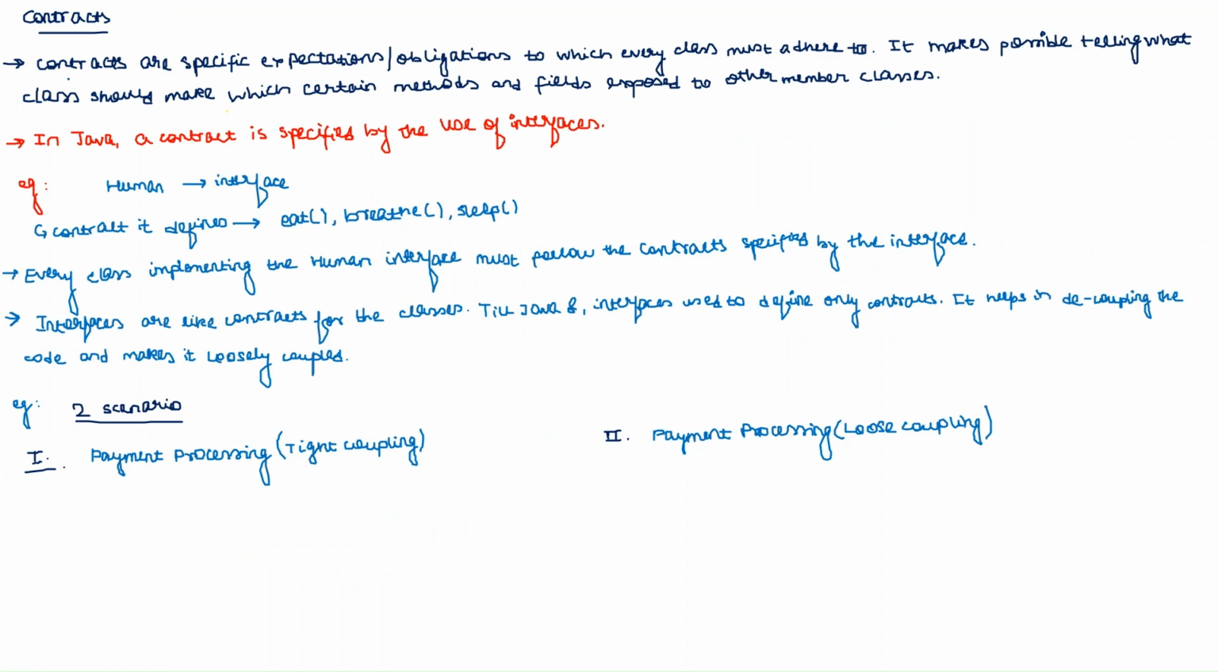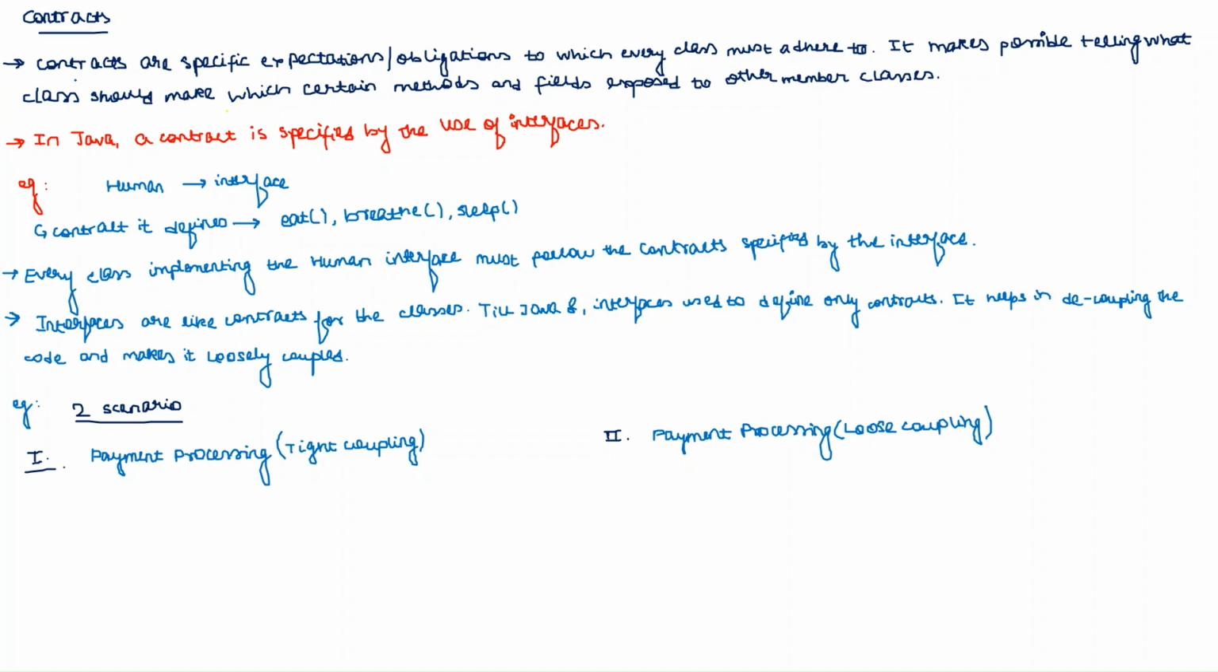Discussing contracts, these are some specific expectations and obligations to which every class must adhere. It makes it possible to tell exactly which methods and fields should be exposed from one particular class, the owner class, to the other member classes. Now, in Java, a contract is specified by the use of interfaces. So, for example, if human is an interface, then the contract it defines is to eat, breathe, sleep, etc. Every class implementing this human interface should follow the contracts specified by the interface.